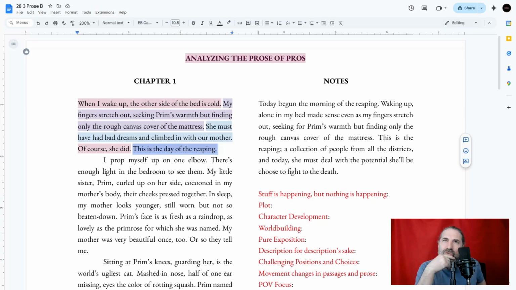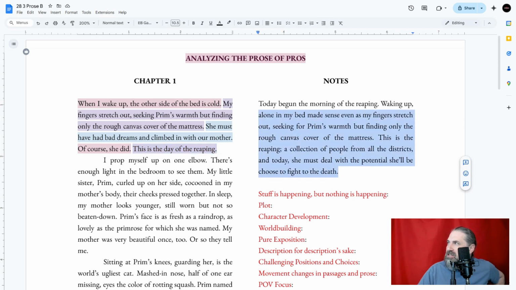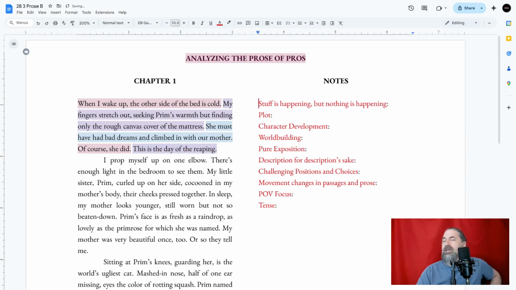Oh, today is the reaping. I wonder what the reaping is. And then they get a little bit more information. Then they start connecting the dots, and now they feel a part of the journey, a part of the discovery. And they're not stopping the narrative to be like, the reaping, where a collection of people from all the districts are pulled together, and today she must deal with the potential she'll be chosen and die. All right. So that's why it's important to piecemeal as well.